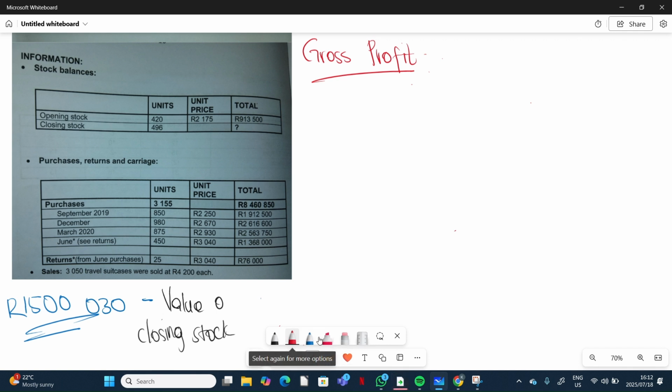Now, what they ask us in the question is that Charles suspects that suitcases have been stolen. Provide a calculation to support his concern. So for us to see that there were items that were stolen, we're going to calculate the stolen items. With stolen items, we're going to look at the units, the same thing that we did with getting the cost of sales. It's kind of similar to how we get stolen or missing items.